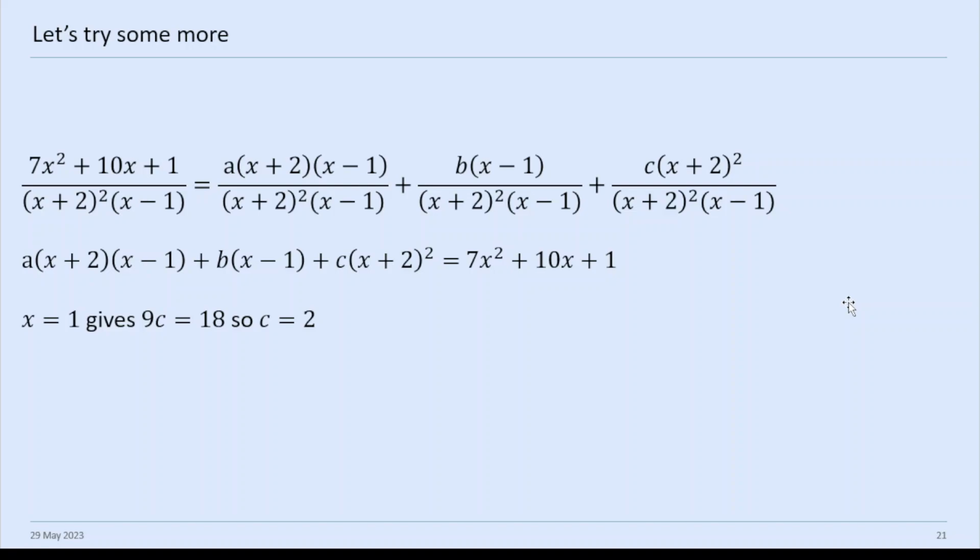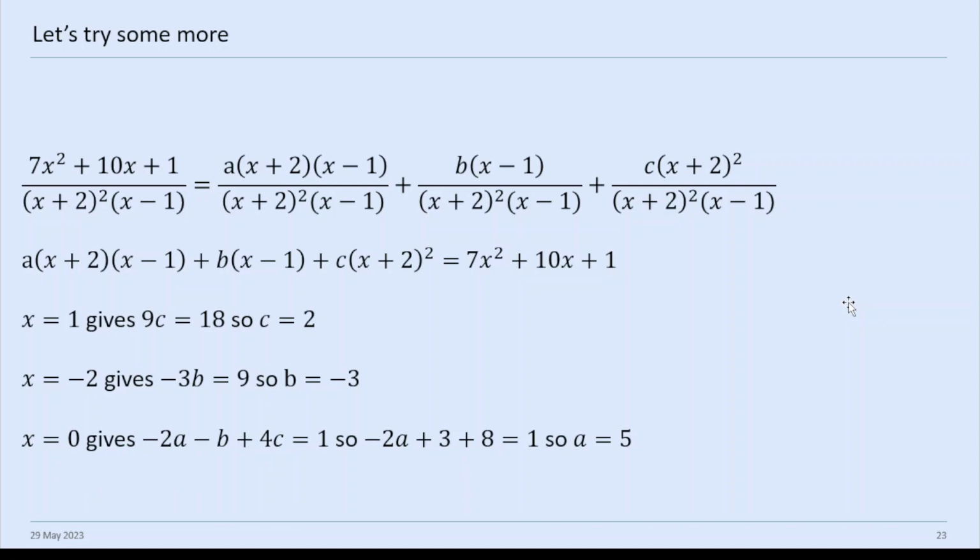So firstly, if x equals 1, the term with a disappears, the term with b disappears because you get a 0 in there multiplying them. And then you get 3 squared, which is 9, times c equals 7 plus 10 plus 1, which is 18. So 9c equals 18, so c equals 2. Put in x equals minus 2, the first term disappears, the c term disappears, but then you get minus 3b. And with x equals minus 2, you've got 28 minus 20 plus 1, which is 9. Minus 3b is 9, so b is minus 3.